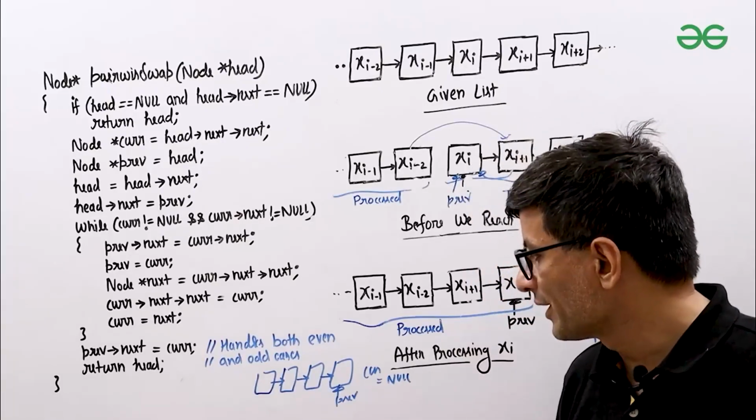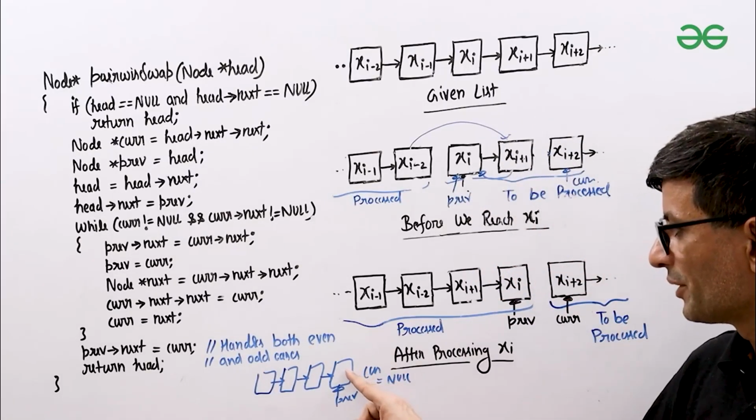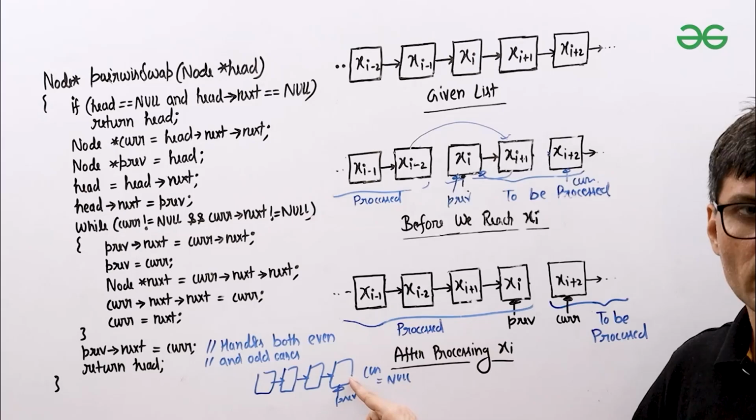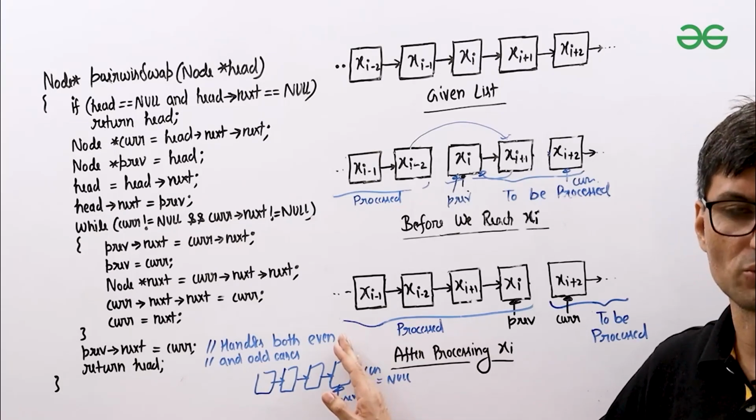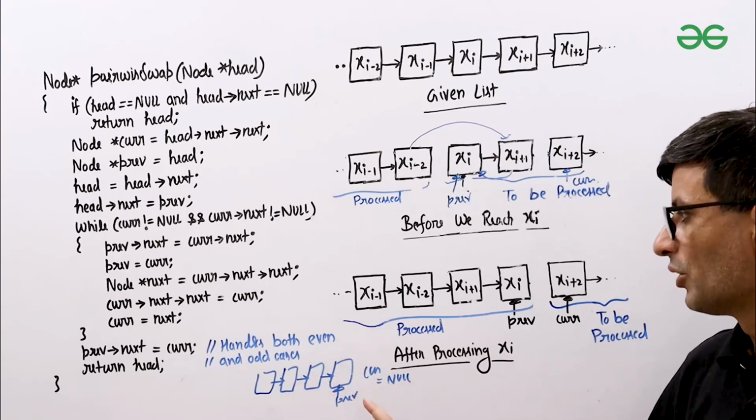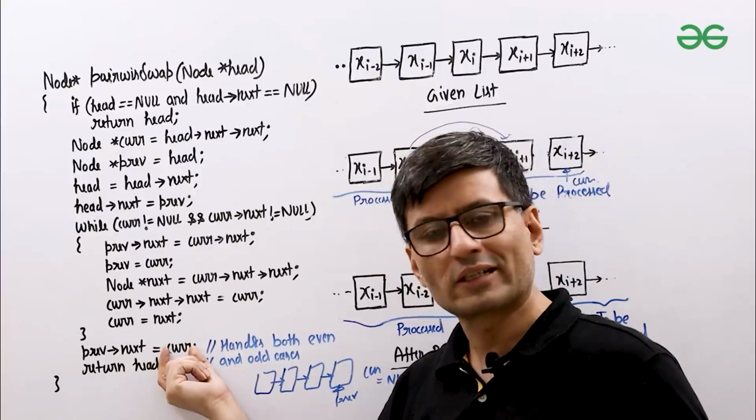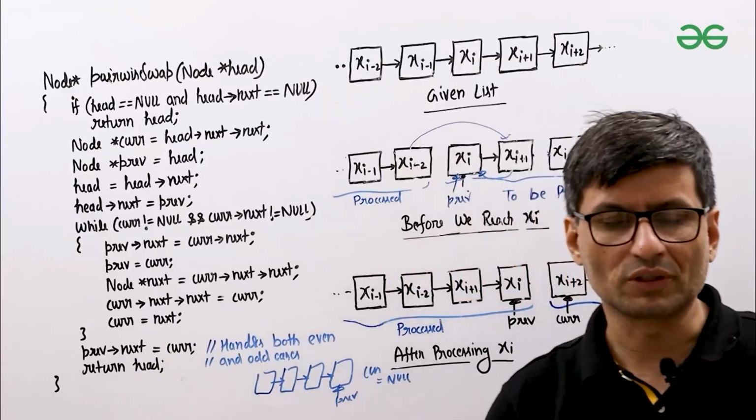So what you want to do is make sure that previous's next is null, because it's going to be your last node after everything is processed. So previous arrow next is made as current. That makes sure that in case of even nodes, you have null.